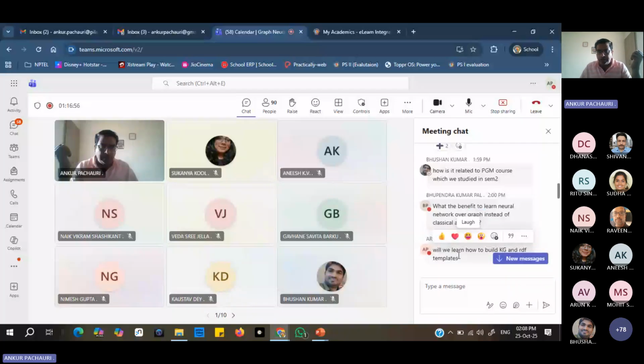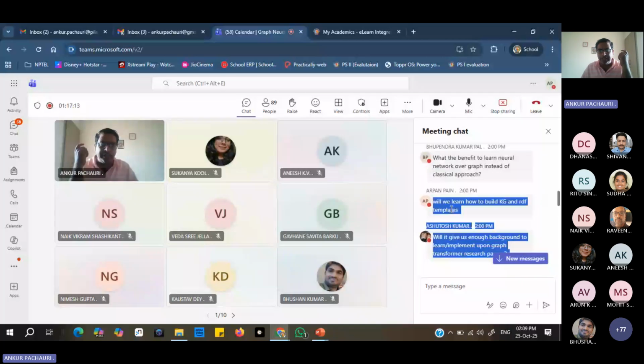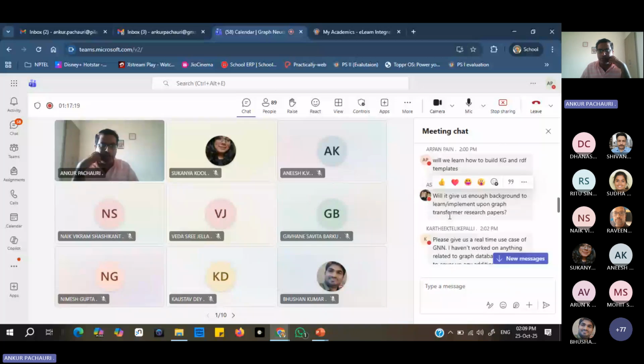Will we learn how to build knowledge graph and RDF templates? Knowledge graph, I can say. RDF means relational database. So Arpan, I'll come back to you. Please explain what that RDF means for you. Will it give us enough background to learn and implement graph transformers research papers?